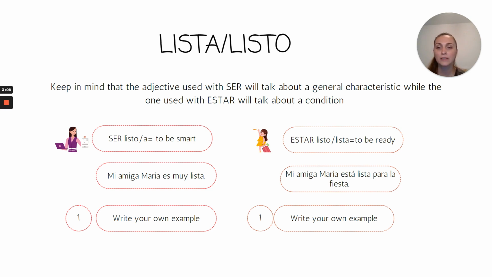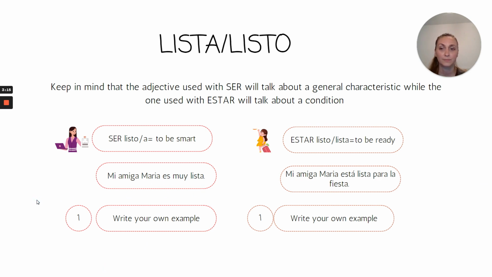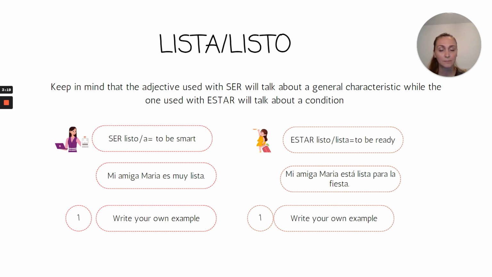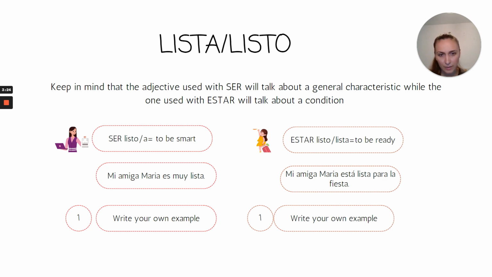So, lista or listo, feminine and masculine. Ser listo basically means to be smart, okay? Mi amiga María es muy lista. She is very smart. I want you to think of your own example with the verb ser and lista, yeah? And estar listo, estar lista means to be ready. Mi amiga María está lista para la fiesta, okay? So the same adjective with ser has one meaning, with estar has another meaning. Write your own examples. Pause this video as you wish, as you like, okay?